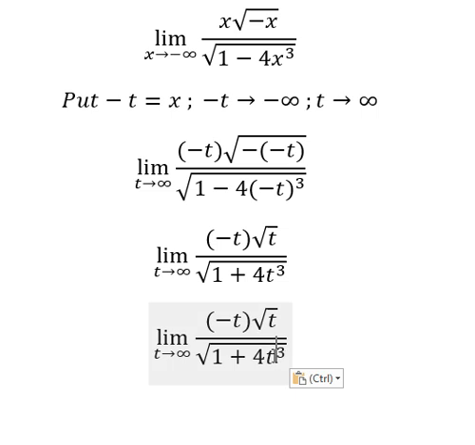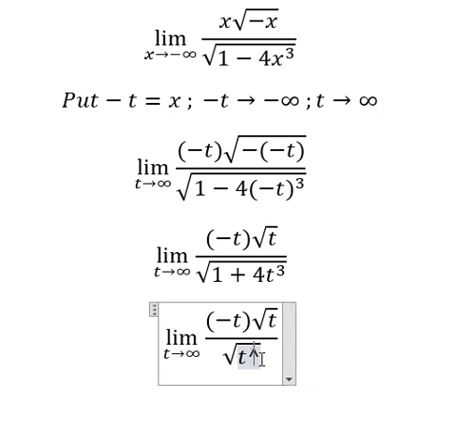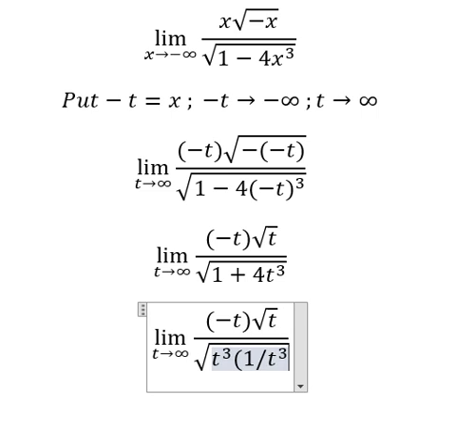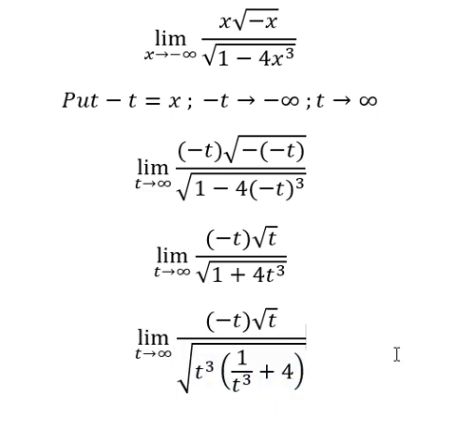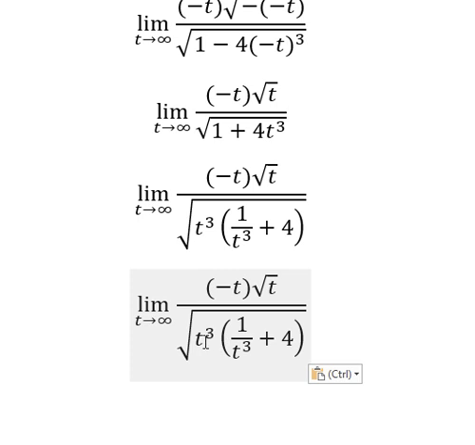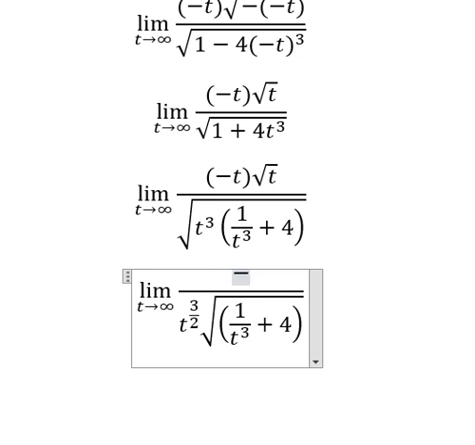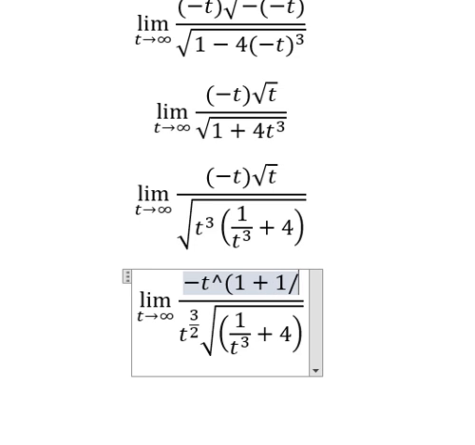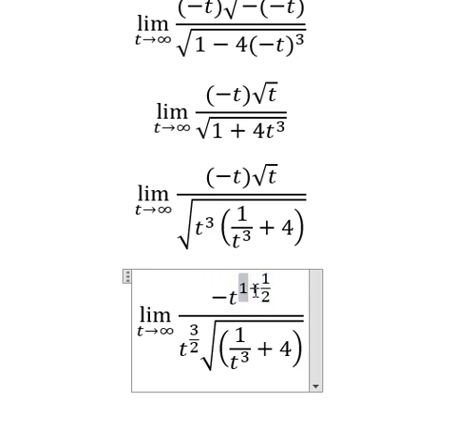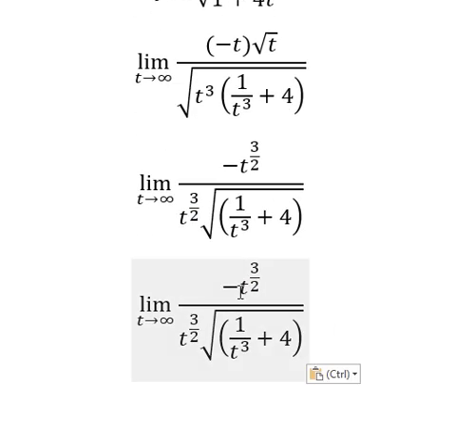This one we can factorize by t to the power of 3. So t to the power of 3 with the square root, we have t to the power of 3 over 2. This one we can put like this, and this one is about 3 over 2. Now we need to simplify this one over this one.